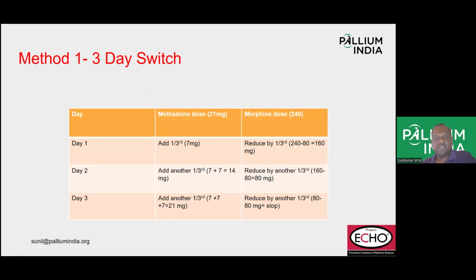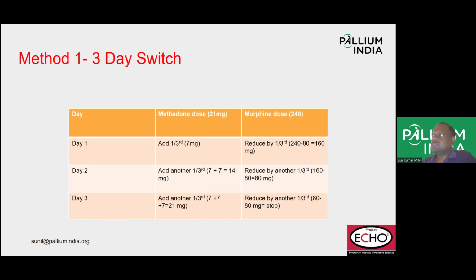that is 160 milligram. And on day second, you will add another 1/3 of methadone, that is 7 plus 7, 14 milligram, and reduce morphine by another 1/3, that is 160 minus 80, 80 milligram. On day third, you will add another 1/3 of methadone, so that is the whole calculated dose of methadone, 21 milligram, and you have to stop morphine. So this is how the 3-day switch happens.